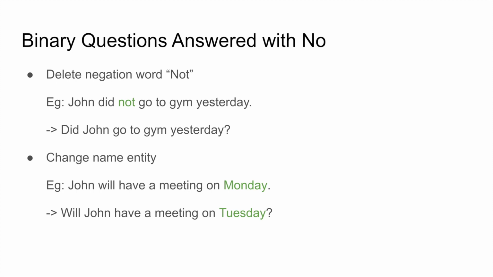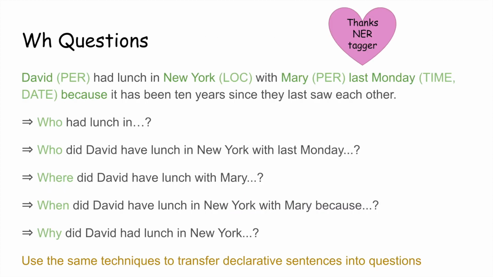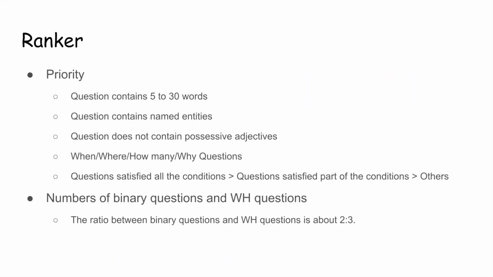To generate questions answered with no, we could simply delete the negation word not if we detect it in the sentence. Also, we could replace the named entity, which is identified by spaCy and the NER tagger. For WH questions, we use spaCy and the NER tagger again to find special entities and generate related questions. For example, the location entities can generate where questions, etc.